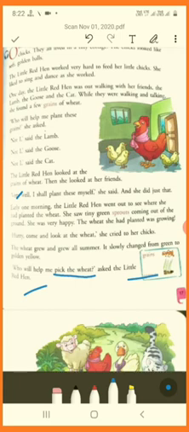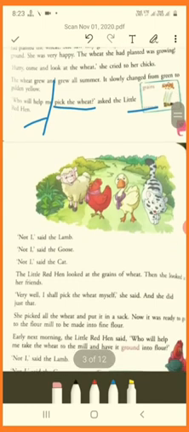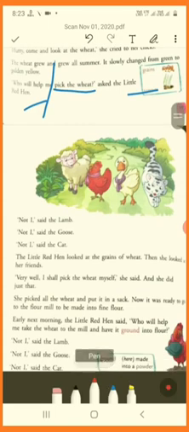Now what will be the answer from our friends? Let's see. The friends did not even plant. "Not I," said the lamb. "Not I," said the goose. "Not I," said the cat. So, like they did in the beginning, all three of them refused to pick the wheat. In the beginning, they refused to plant the wheat, and now they have totally refused to pick the wheat. Isn't it? So now, what will happen next?